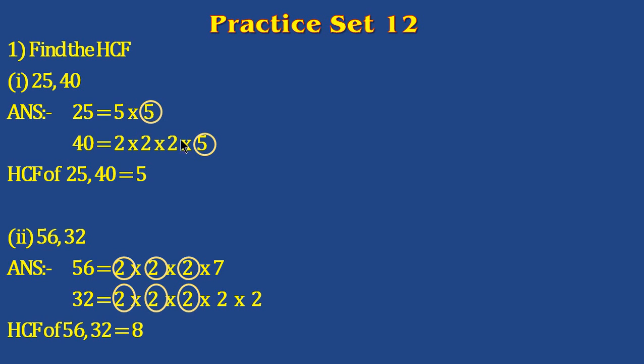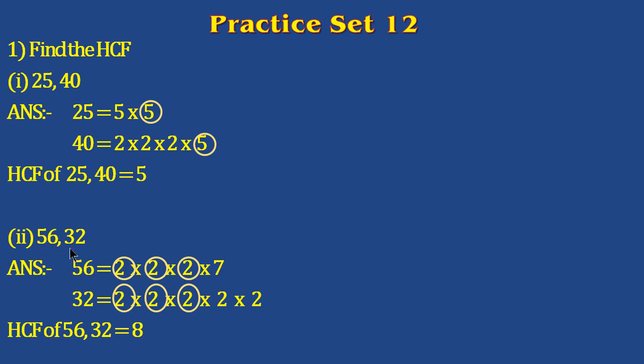But here in 25 alone there is a 5 left over, whereas in 40 there are three 2's left over. So the common factor for 25 and 40 will be 5. So the HCF of 25 and 40 will be 5.